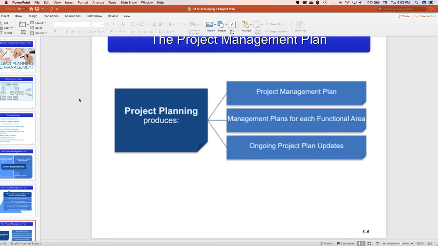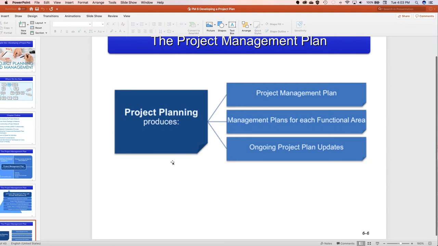A project plan, and this is one that you need to put a star on. So slide 6-6 is going to be important. A project plan will produce three things: a project management plan for each of the functional areas, and a way to update everything. So one more time, your project plan is going to give you your overall project management plan, how things fit together. The management plan for each of the functional areas. What is accounting going to do? What is finance going to do? What is marketing going to do? And then the ongoing project management update as needed.